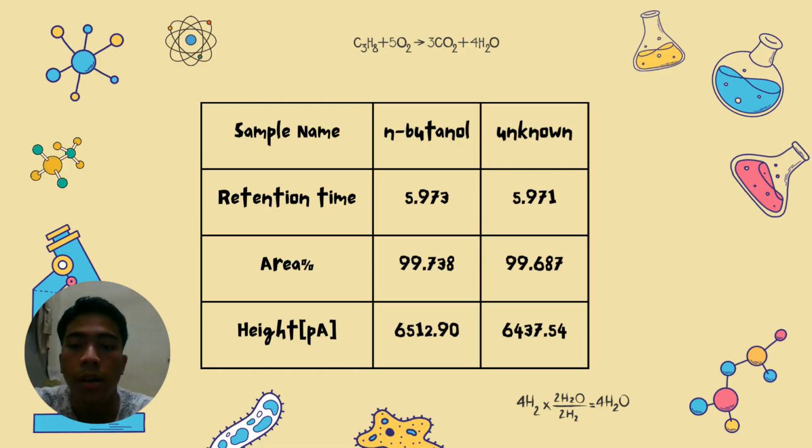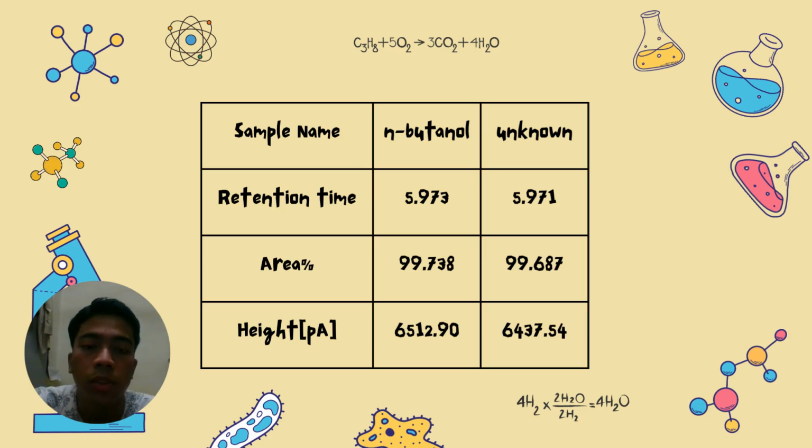While the height of N-butanol is 6,512.90, the unknown is 6,437.54. The slight difference between these values further supports that both compounds are present in nearly equal quantities.